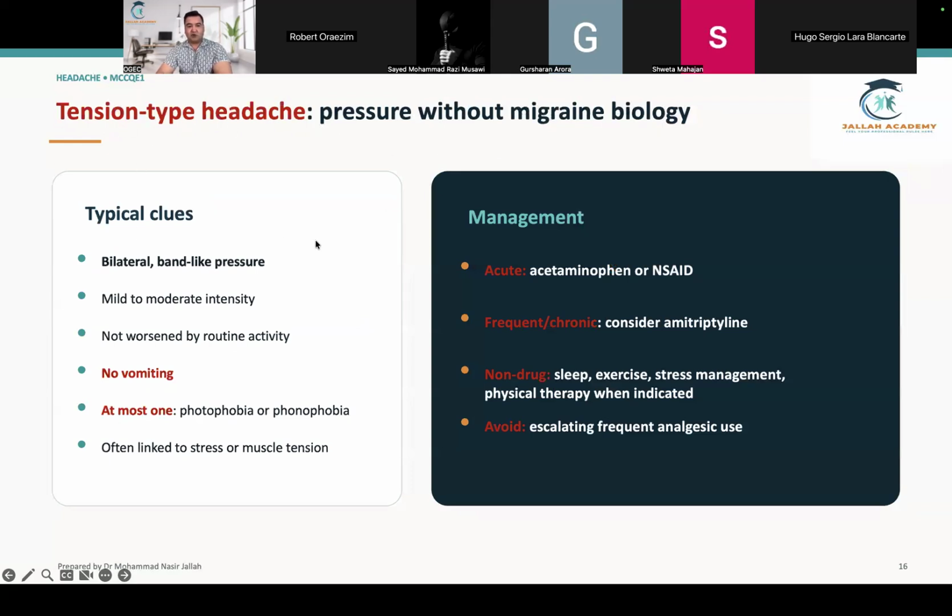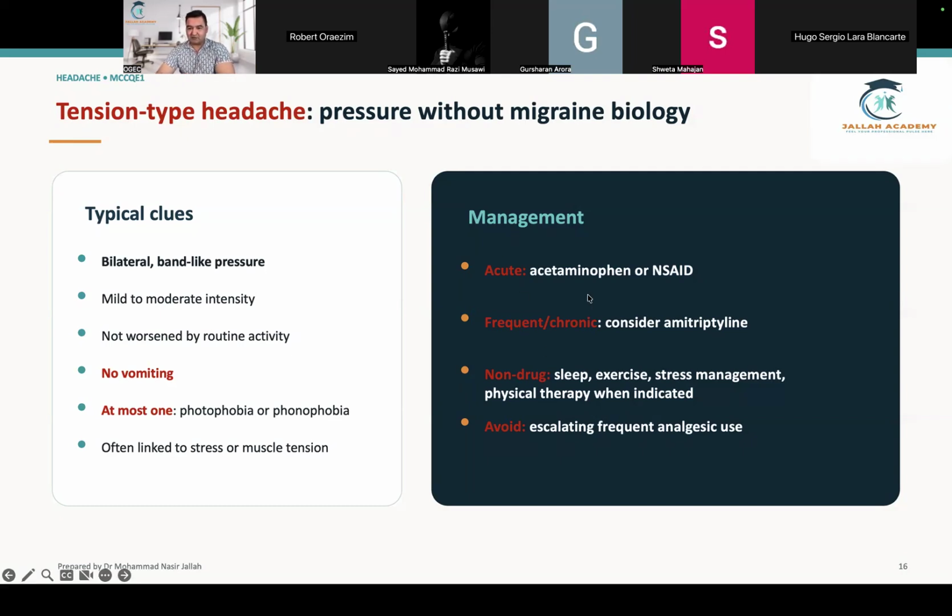Tension type headache. So what is the typical clue? This is going to be mentioned: bilateral band-like pressure. These are the key words for tension. It will be band-like and it will be bilateral. Mild to moderate, not very important, not worsened by routine activity, no vomiting. This is differentiating it from migraine, or at most one of phonophobia or photophobia, at most one. So if you have it, it doesn't mean it is 100% migraine. It can happen in tension as well.